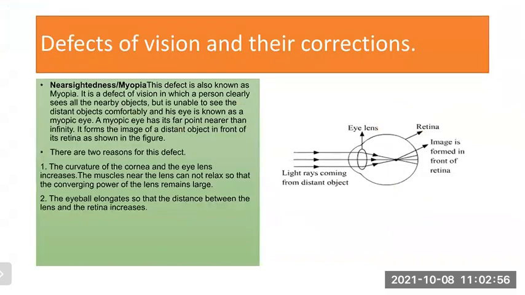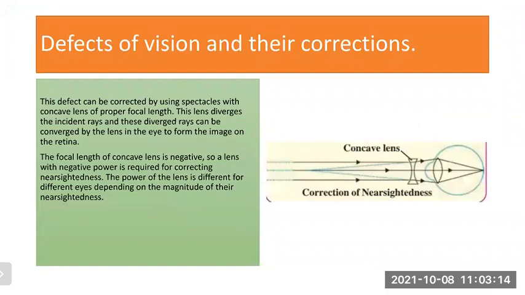So the first one was nearsightedness or myopia. In this, the person clearly sees all the nearby objects but is unable to see the distant objects. It is also known as myopia, and it is corrected by using the concave lens of suitable focal length.